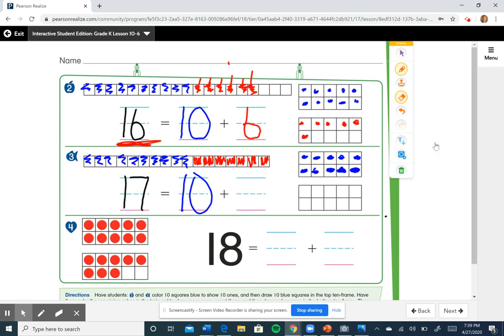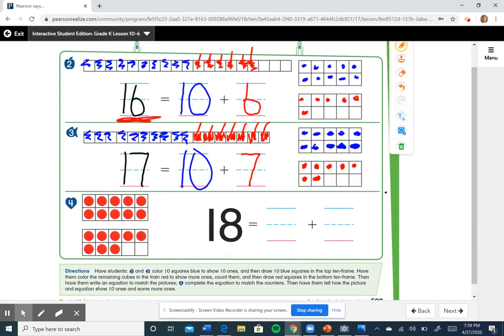So let's count how many reds we have. 1, 2, 3, 4, 5, 6, 7. Good. Now let's make 7 in our 10 frame. 1, 2, 3, 4, 5, 6, and 7.